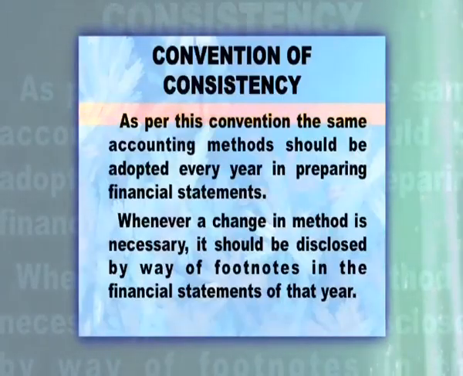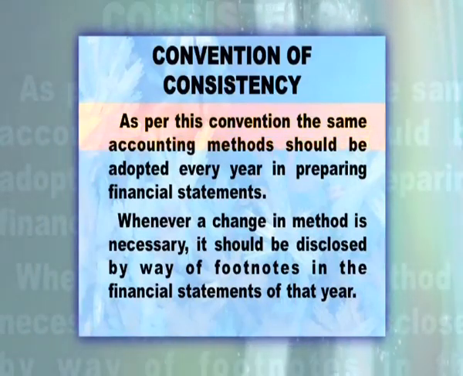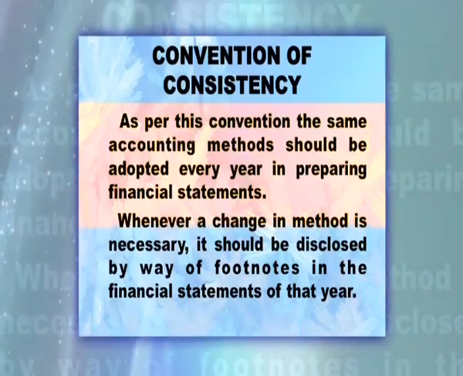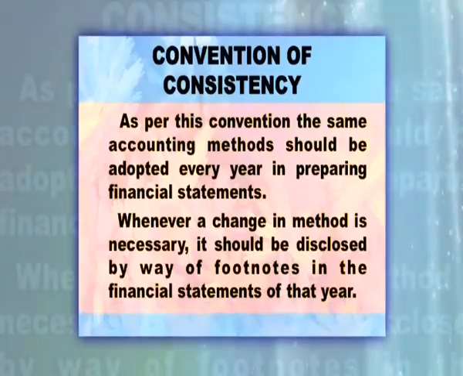Therefore, as per this convention, the same accounting methods should be adopted year after year in preparing financial statements. But it does not mean that a particular method of accounting, once adopted, can never be changed. Whenever a change in method is necessary, it should be disclosed by way of footnotes in the financial statements of that year. Significance. The following points highlight the significance of convention of consistency.